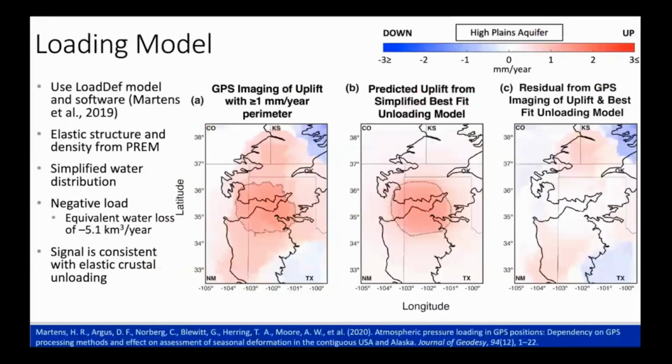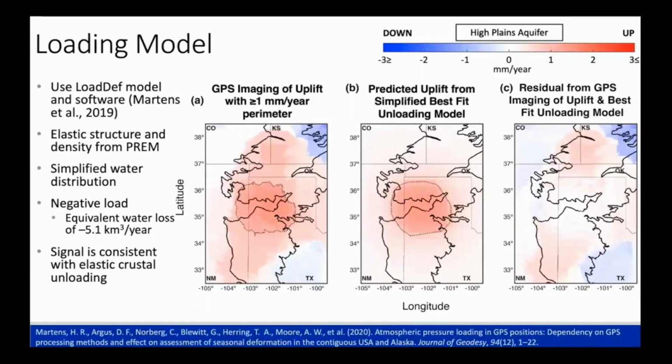So we wanted to know how much water would have to be removed to cause the uplift signal that we're seeing. So we developed a very simplified unloading model using the load-def software to estimate the freshwater mass unloading rate. And the perimeter of the mass unload is based on a simplified region of vertical velocities with a rate greater than 1 millimeter per year. So we solved for water load thickness that minimizes the misfit between the observed uplift rate on the far left and that predicted by the model in the middle.